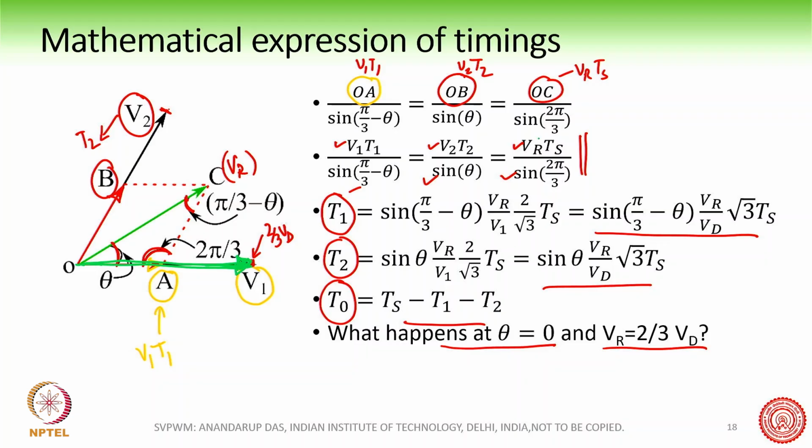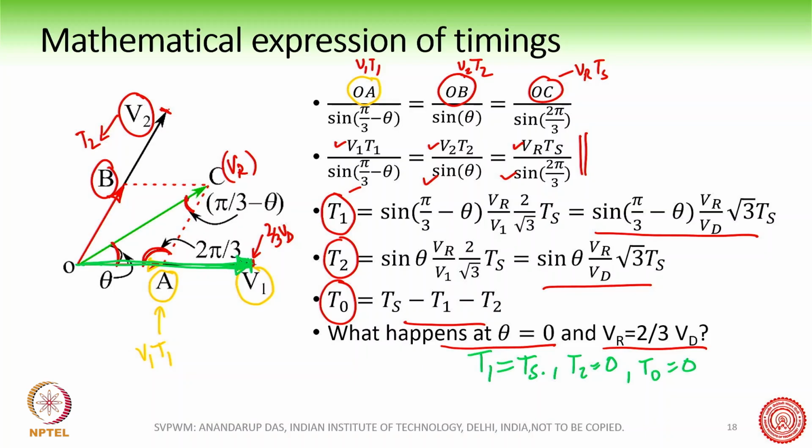You can always use the formula, but it is very easy to understand that at theta equal to 0 and with this one, T1 must be equal to Ts, and T2 will be 0 and T0 will be 0, right? Because if T1 is the full TS period, then the resultant vector is perfectly aligned with V1, and it has no component on the other vector.